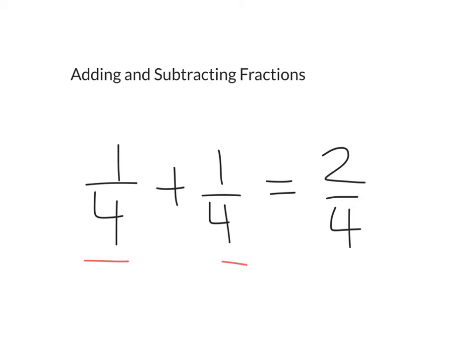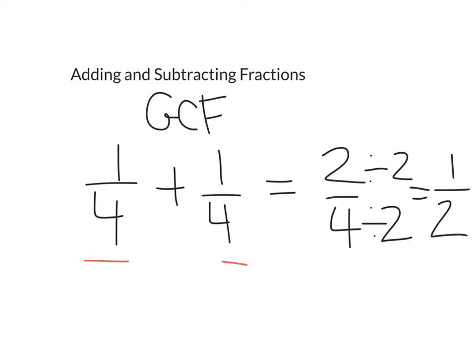Okay, so that's 2/4. Now, that's not the final answer because that can be simplified. And it can be simplified by dividing by the greatest common factor, the GCF, of 2 and 4. That's the biggest number that divides into both. I can divide this by 2. I can divide this by 2. That's the greatest common factor. I'm left with 1/2.